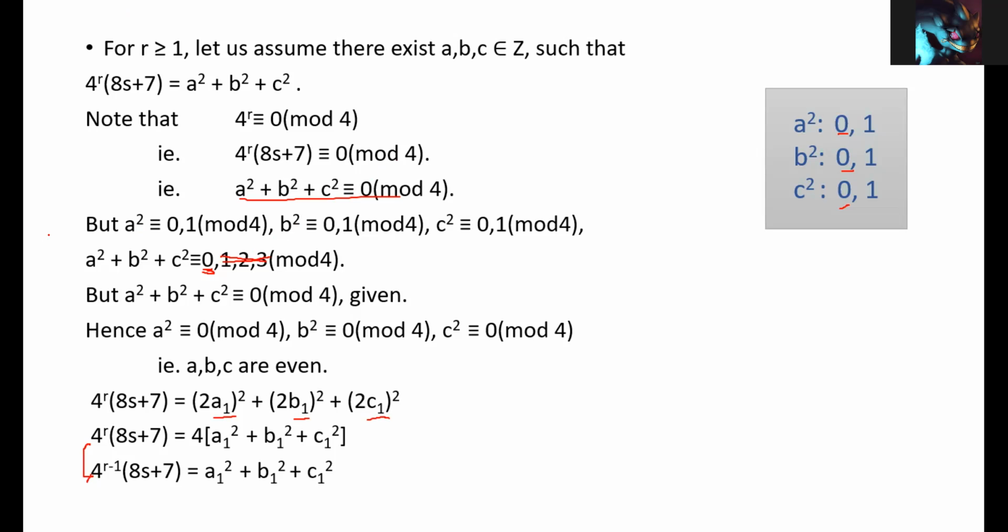If a square plus b square plus c square is congruent to 0, then it is only possible when all of them are 0. That is one of the crucial steps here. A square is congruent to 0 mod 4, b square is congruent to 0 mod 4, and c square is congruent to 0 mod 4. That one has to understand. Once that is done, then a, b, c are even numbers. So 2 divides them, and we wrote a, b, c like that, and the final part is this.